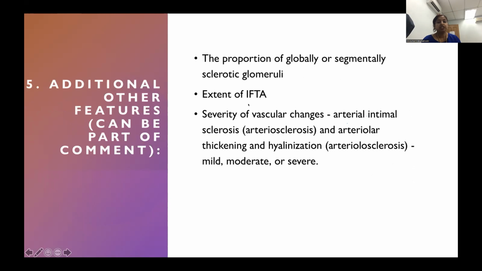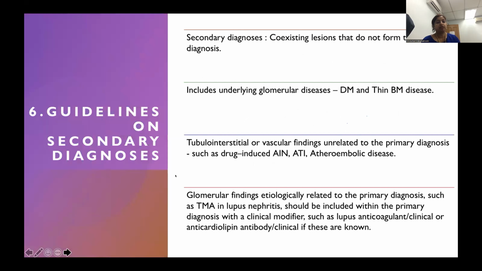So additional information, you want to put in the proportion. This one, you can put it under comment: proportion of global sclerosis, segmental sclerosis, your percentage of IFTA, your severity of vascular changes. This one, you can put it under comment. I generally put it under comment, okay? So it's a good practice to put it under comment.